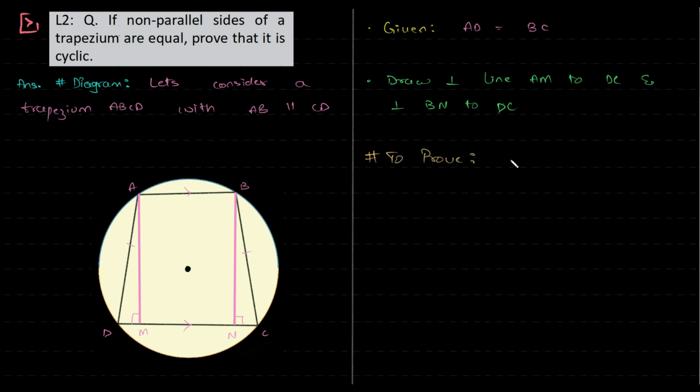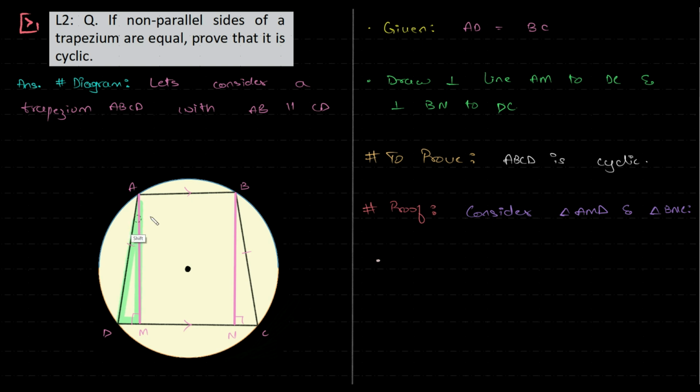To prove that ABCD is cyclic. Now the proof. Okay, what is that we are looking at? So the next clue is this. We'll consider triangle AMD and triangle BNC. So what is that we are looking at? Well, these two triangles are, yes, they are congruent. How are they congruent? How will we prove this?